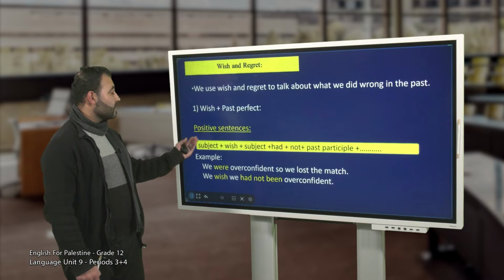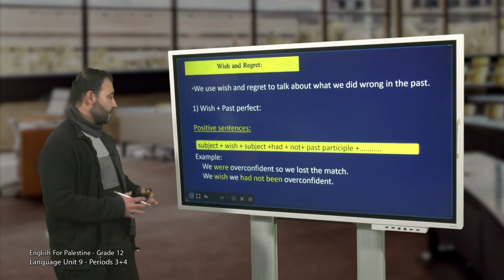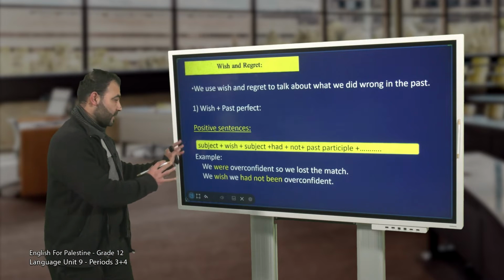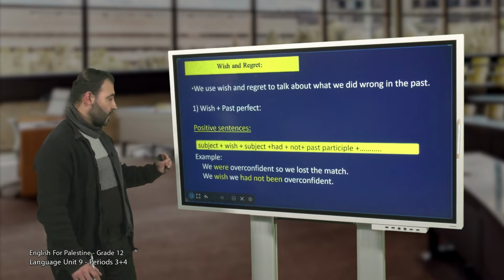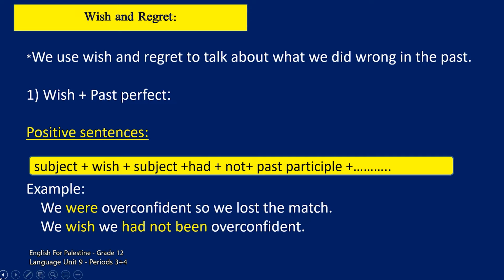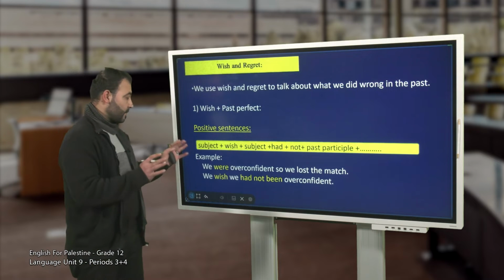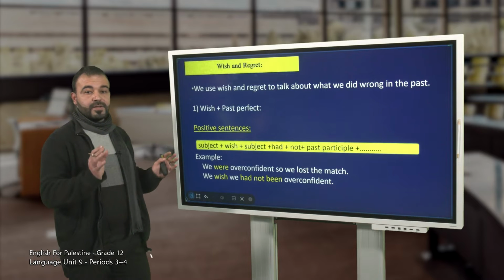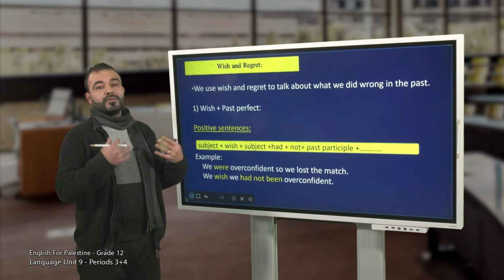When we have a positive sentence, the rule is like this, as you see here in this yellow box. Subject plus wish plus subject plus had not, and finally the past participle form of the verb. Let's see an example. We were overconfident, so we lost the match. It's the original sentence. Now, I want to use wish.